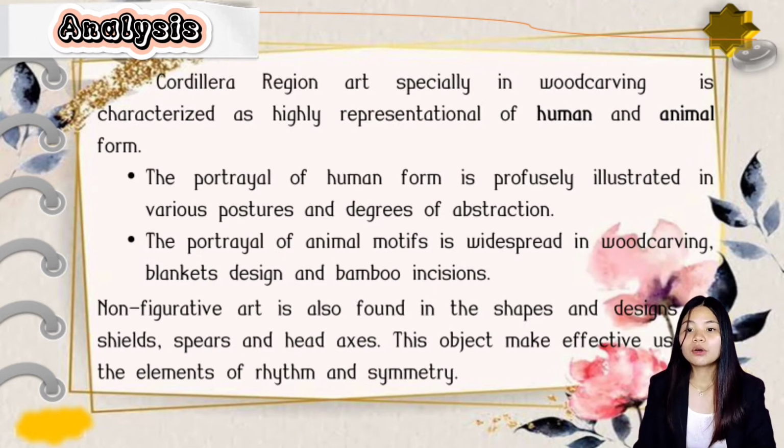Cordillera region art, especially in wood carving, is characterized as highly representational of human and animal form. The portrayal of the human form is profusely illustrated in various postures and degrees of abstraction, such as standing, squatting, or with arms straight or crossed, and this portrayal is mainly in Bontok, Ifugao, and Ibaloy.